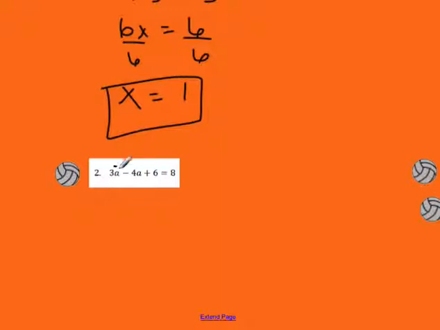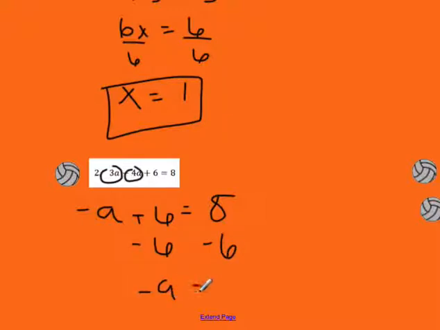So for number 2, we need to combine like terms. 3a minus 4a is going to give me a negative 1a, or I'm just going to write that as negative a plus 6 is equal to 8. So the first thing I need to do is bring that 6 over to the other side. Since I'm adding a 6, I'm going to go ahead and subtract 6 from both sides. So I get negative a is equal to 8 minus 6, which is 2.